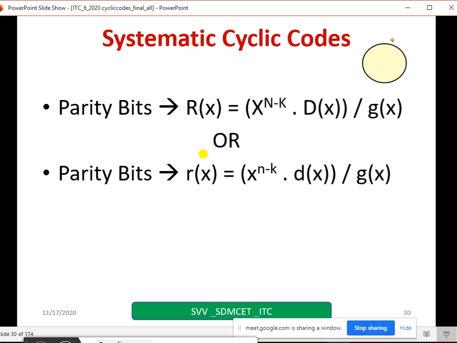Copy down this particular equation. How to find out the parity bits. R of x equal to x raised to n minus k into d of x whole divided by g of x. Sometimes I may use uppercase, sometimes I may use lowercase. Don't get confused, both are same in my presentation.